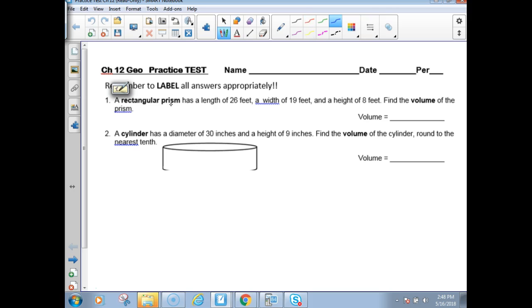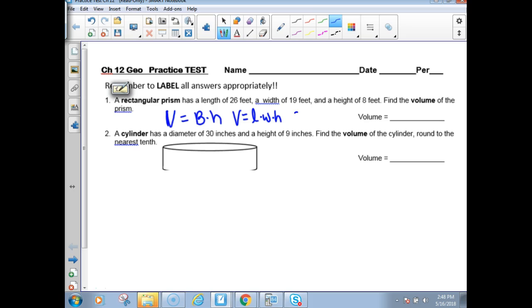What do we do for a rectangular prism? Yes, volume for a rectangular prism, area of the base times the height. Now, when it's a box, does it really matter what part's the base? Not really, okay? So on your formula sheet, do you see one that says length times width times height? That's all we need to do.